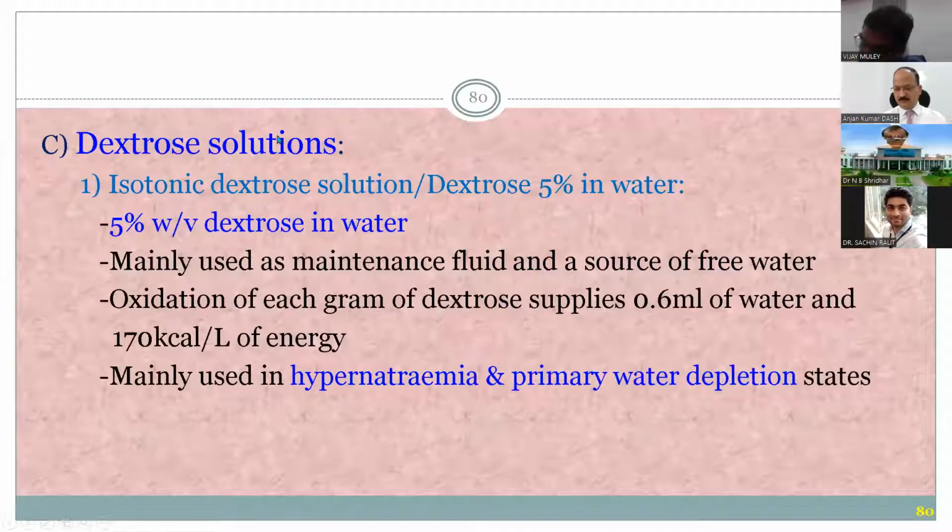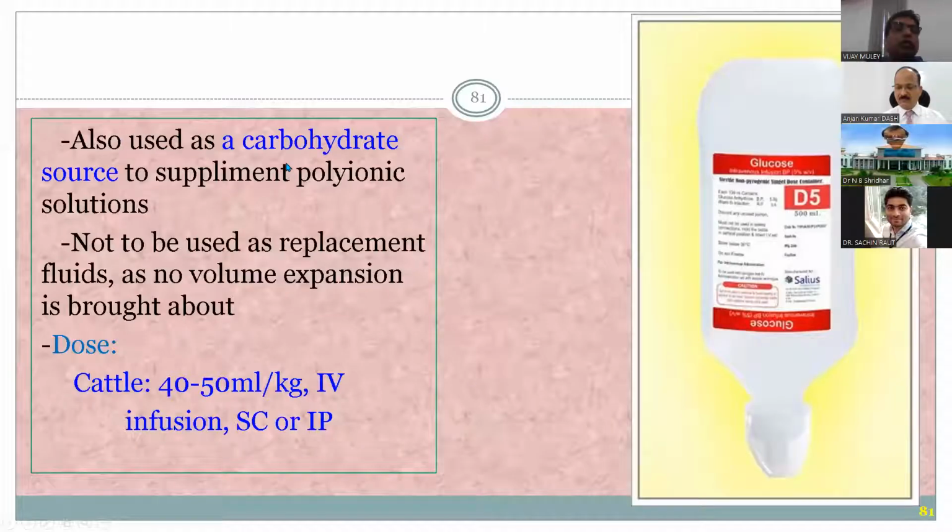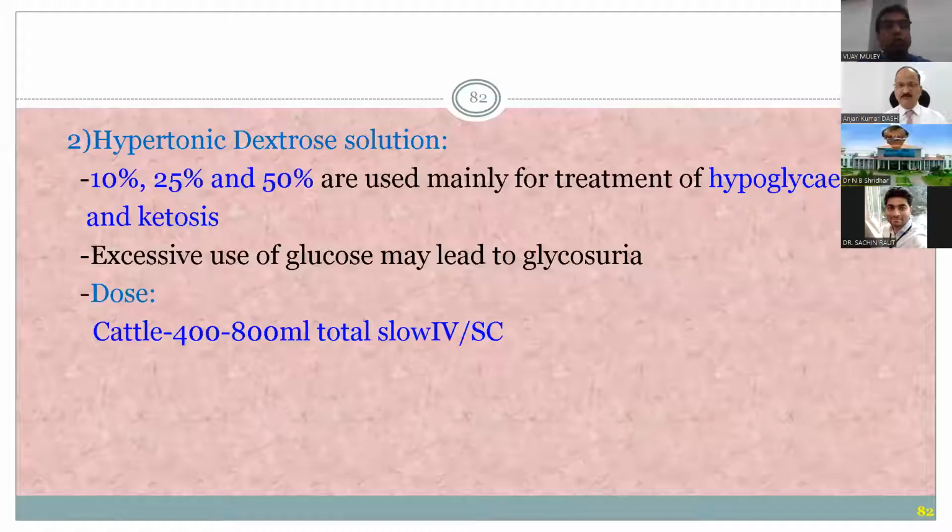And dextrose solutions, different types are available. Dextrose 5% is useful in case of hypernatremia and primary water depletion, and also as a carbohydrate resource. In cattle 40 to 50 ml per kg, and you can calculate, it comes to a very huge volume. Hypertonic dextrose solutions of 10%, 25% and 50% are used by field veterinarians, slow IV or sometimes subcutaneous. No other route of administration is required.